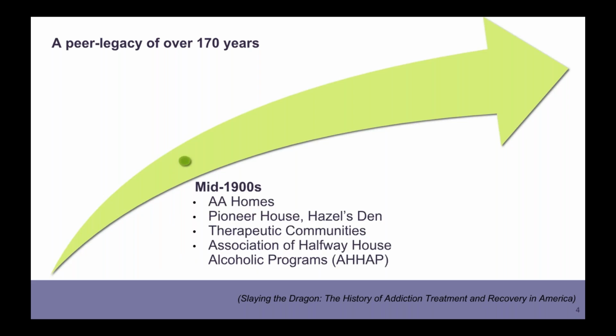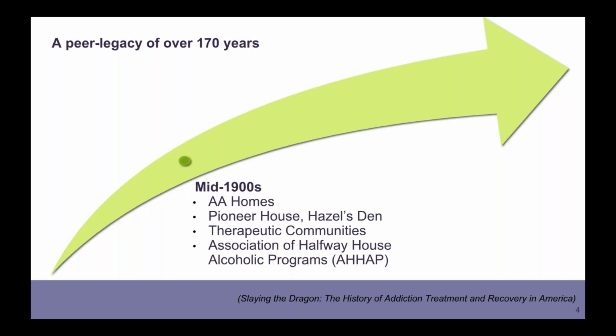So let's move on to the mid 1900s. A century later, we see the rise of Alcoholics Anonymous, which was founded in 1935, and shortly afterwards, we started seeing the AA homes, AA farms, and AA retreats that were established. Some well-known 12-step recovery residences included Pioneer House and Hazel's Den, which later evolved into Hazelden and the Minnesota model of addiction treatment. So as you can see, recovery residences were the precursor to modern addiction treatment.